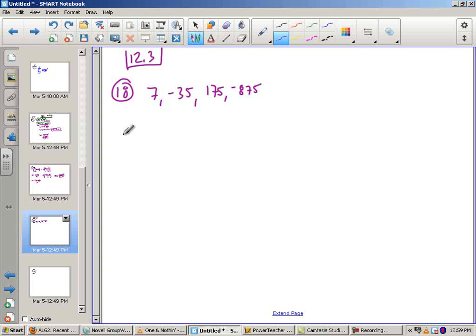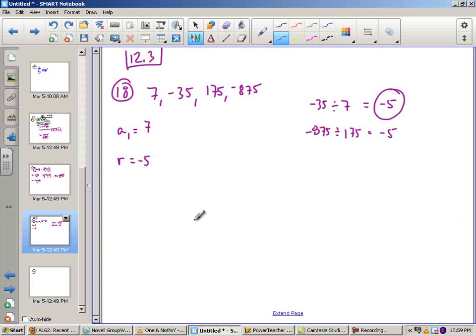Well, two things I want to know. I need to know A1, which in this case is 7, and I also need to know what's called R, the ratio, which is really just what am I multiplying by each time to get to the next term. Well, I can take a term, negative 35, and divide it by the term prior. So if I divide by 7, I get negative 5. Well, I want to check that this works all the time, so let's take negative 875 and divide it by 175. Oddly enough, or perfectly enough, I get negative 5 again. So this right here is my ratio.